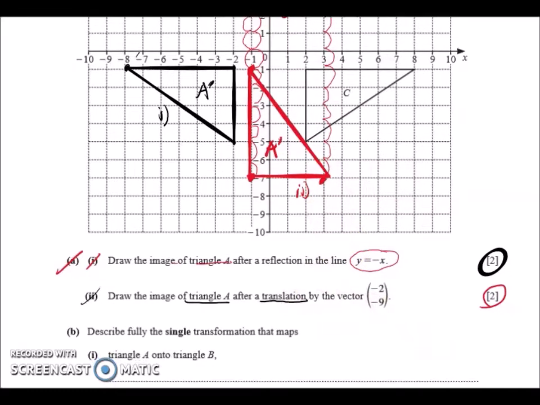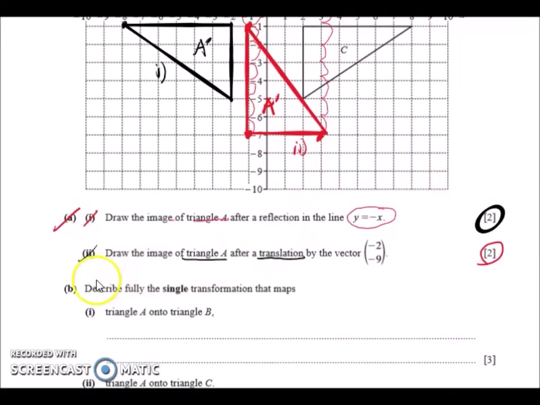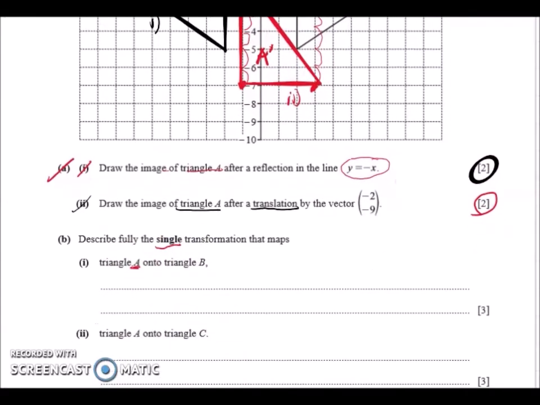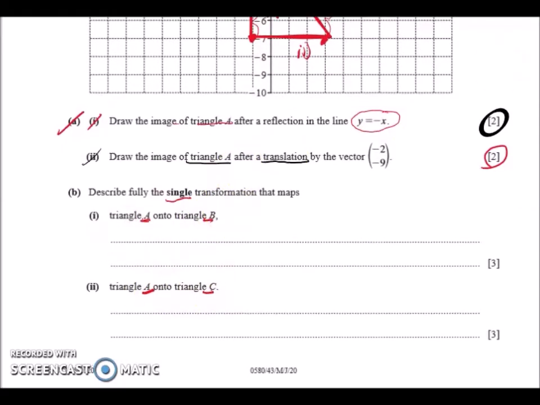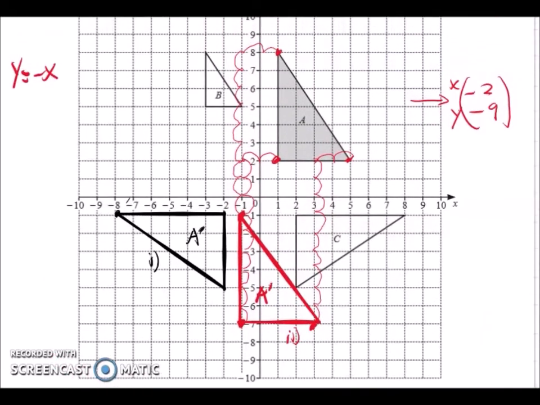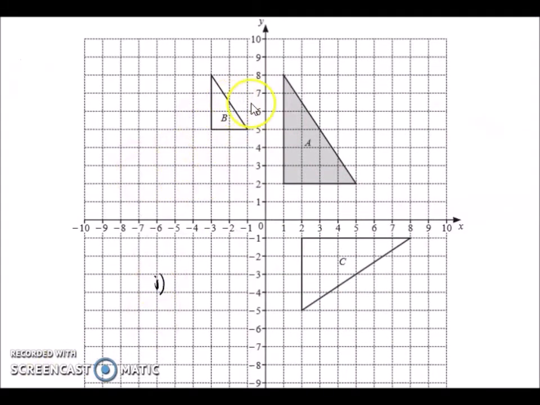Okay, next: describe fully the single transformation that maps triangle A to B and A to C. I'll move a bit down. Triangle A to B and A to C. Let me erase all these points. It's done here. Now A to B, this transformation.